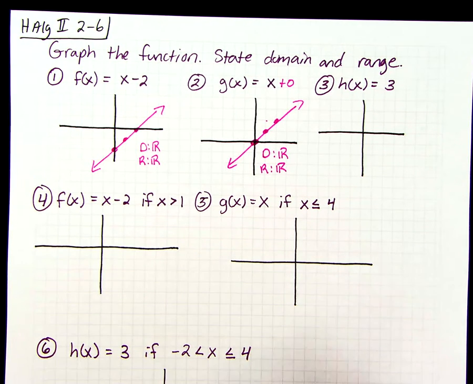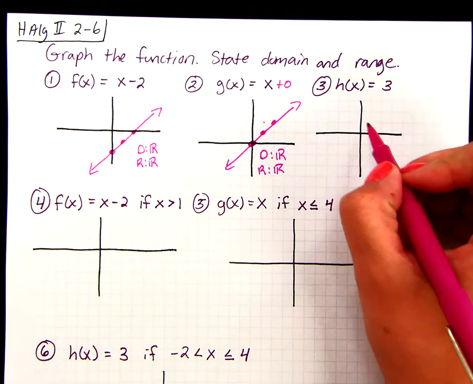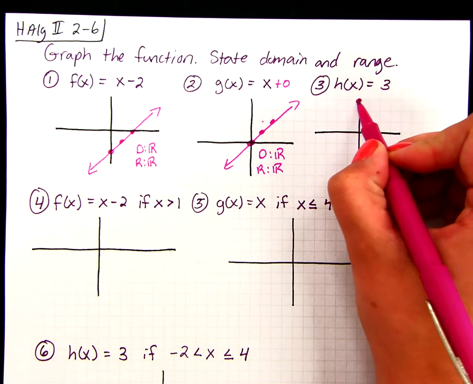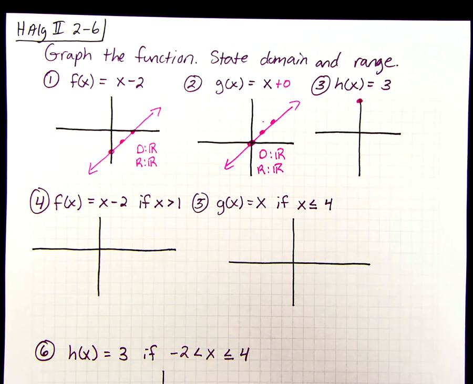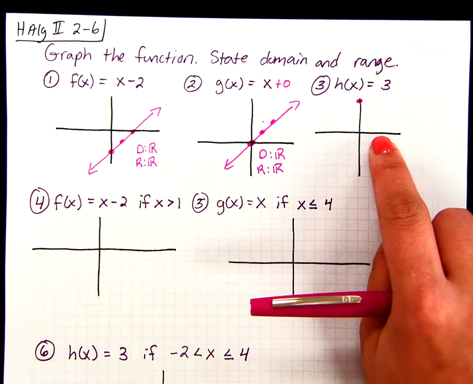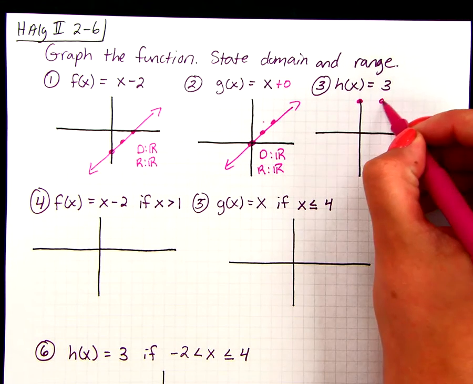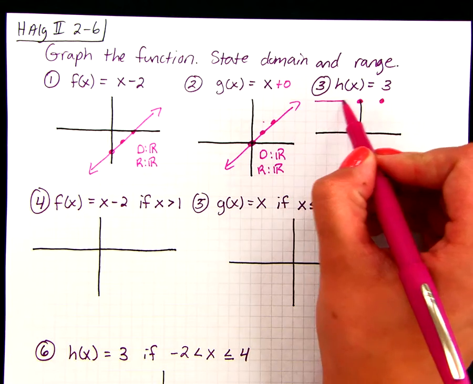All right, our next one, we have h of x equals 3. So since we have only a number without a variable, that means that when we graph this, we should graph a horizontal line. So I'm going to go up to 3 on my y-axis. So 1, 2, 3, and I'm going to put my first point. And this means that 3 has to be our y value no matter where we're at on this function. So I can pick any x that I want. So let's say I just pick 2. That means my y value still has to be 3. So we're going to get this horizontal line.